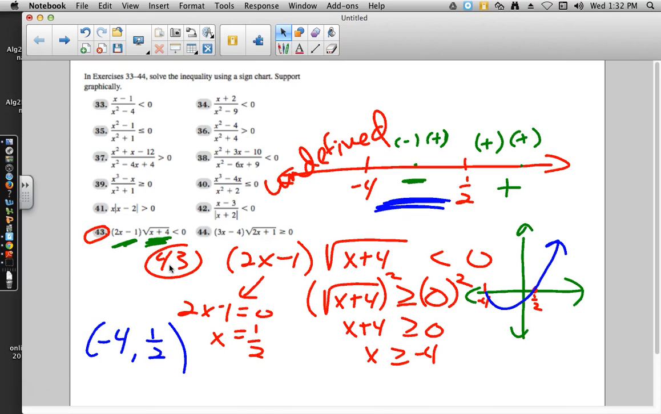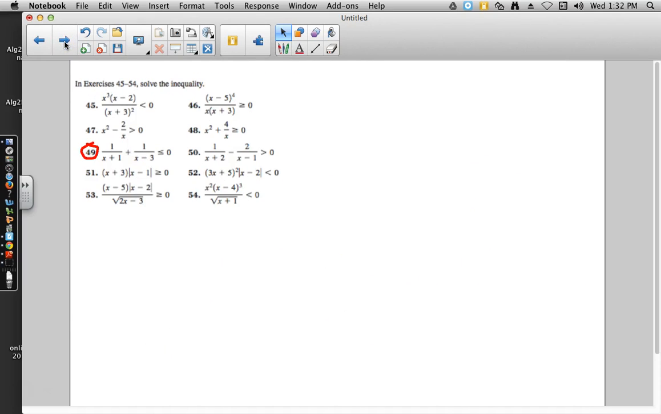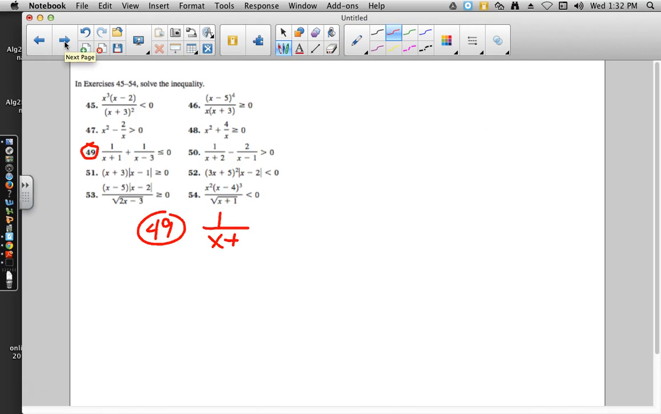Number 49 is the next one on your list, and 49 is one of the problems that we had talked about in class where normally we would want to solve this by multiplying everything by the LCD, but our LCD for this would be the quantity x plus 1 times the quantity x minus 3. There's a negative in there, and we know that when you multiply both sides of an inequality by a negative, you have to flip the sign, so we're not sure how to deal with that.